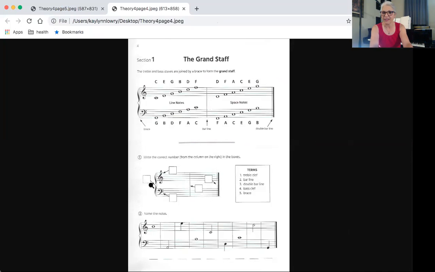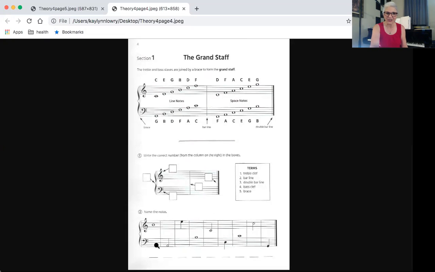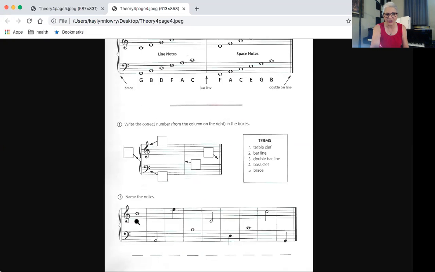This is a brace, so you would need a number 5 here. For this, it's a treble clef, number 1. This symbol is the bass clef, number 4. This line is a bar line, number 2. And these 2 lines at the end are the double bar line, number 3. How did you do?